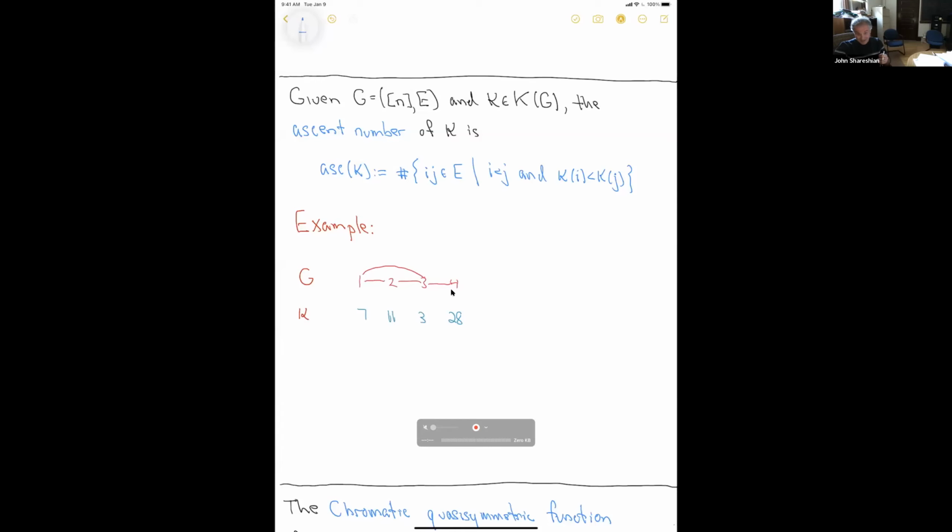Here's an example. This is in fact a Hessenberg graph, and here's some particular coloring. I used color 7 here, 11, 3, and 28. Now I look at each edge. This edge here has an ascent because 7 is less than 11. This edge here does not, because 11 is not less than 3. This edge doesn't. This edge does. So for this particular coloring, there are 2 ascents. So this ascent number is just a property of the coloring, a statistic associated to each coloring.